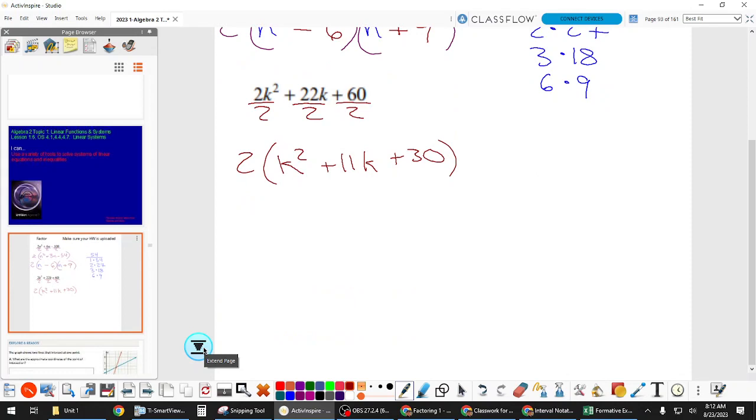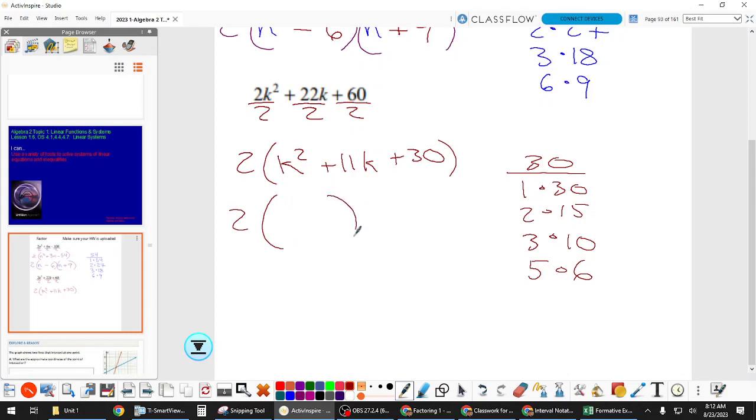And we're using factors of 30. So 1 and 30, 2 and 15, 3 and 10. And of those, which ones can we make 15 with? Or sorry, not 15, 11. I forgot one. So there's 4... no, there's no 4, but 5 and 6, right?